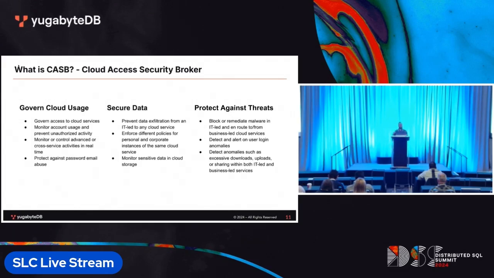So the CASB allows us to govern which SaaS providers are allowed and how they're used. Second, there's a lot of data in these SaaS providers. That's corporate data, intellectual property. It needs to be secured. It needs to be classified, and you need to be able to enforce policy on that data. And then lastly, you have to protect against threats, whether those are internal threats, malware, data sharing, and so forth. And the CASB allows you to do this.